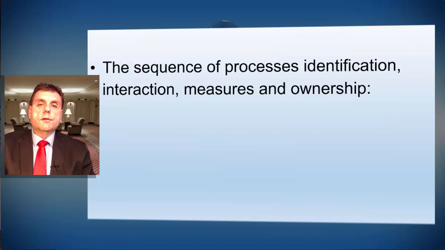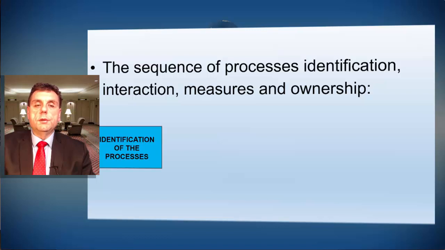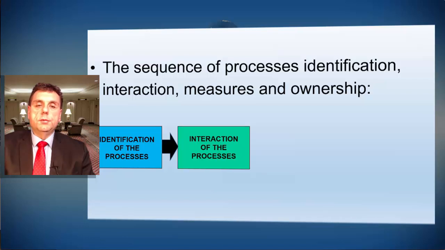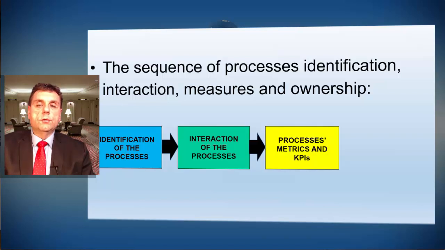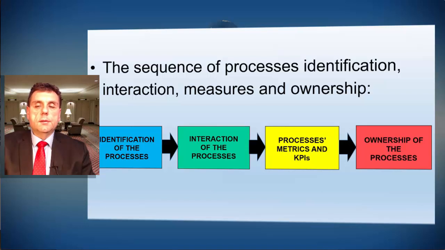So, the sequence of process identification, interaction, measures, and ownership would be presented here. So first we need to identify the processes in the organization. The next step would be to determine their interaction. The next step would be to define the metrics and KPIs, key performance indicators, for each individual process. And the last step would be to assign the ownership of certain process to the individual within the organization.